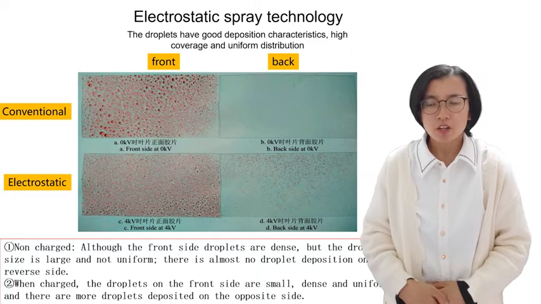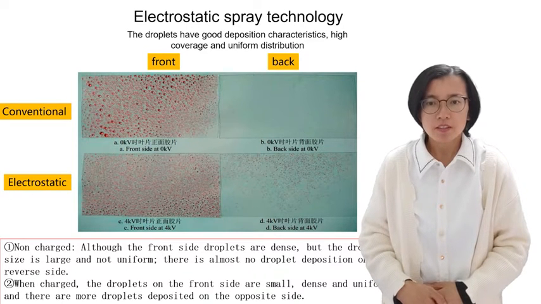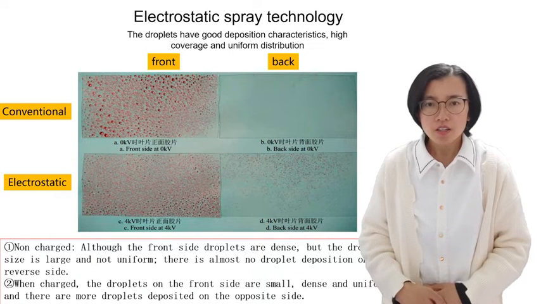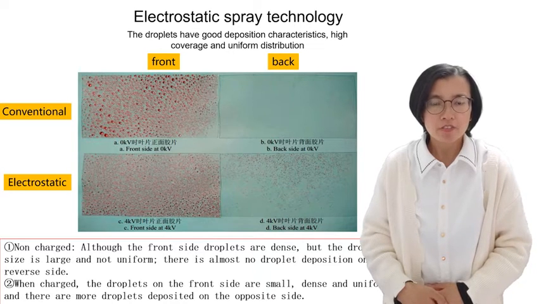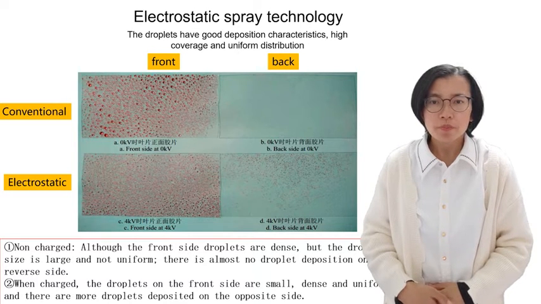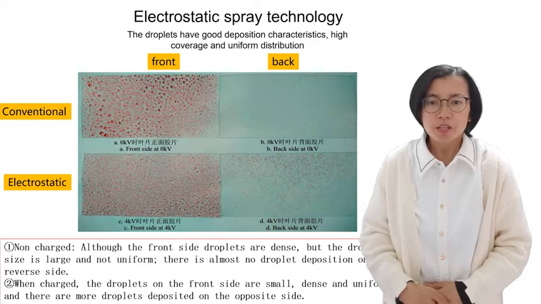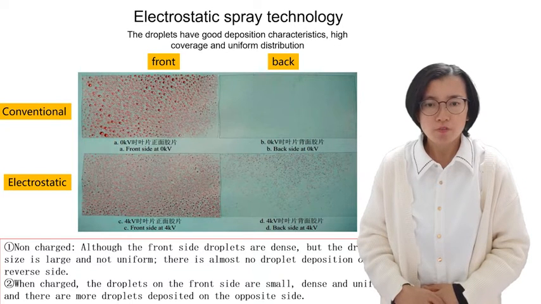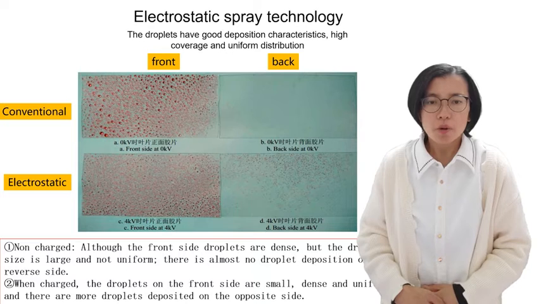The second row is the electrostatic method. That means electricity is connected to this system. And the first column is the front of the leaves, and the second column is the back of the leaves. From this image, we know that although the front side droplets are dense, the droplet size is very large and not uniform. There is almost no droplet depositing on the back of the leaves.